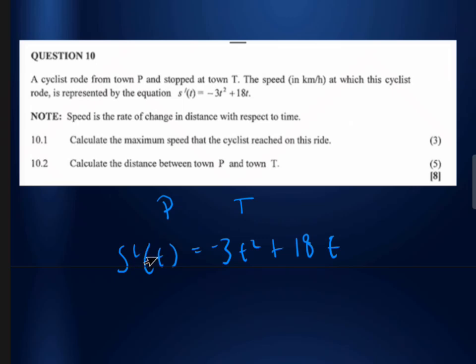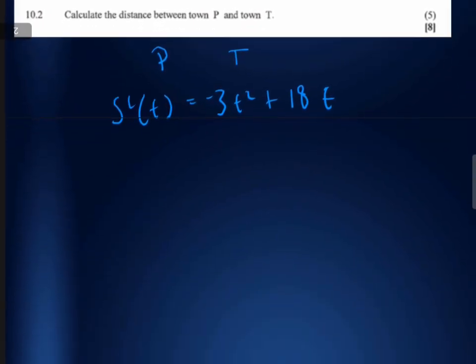In those other syllabuses. So they said calculate the maximum, rather calculate the minimum speed that the cyclist reached on this side. So if they ask for the minimum speed, notice they're not asking us to derive something, right? This is already the equation of speed. So if they ask us for the minimum, they're asking us for the lowest in this part, right? So there's two ways to get the minimum.